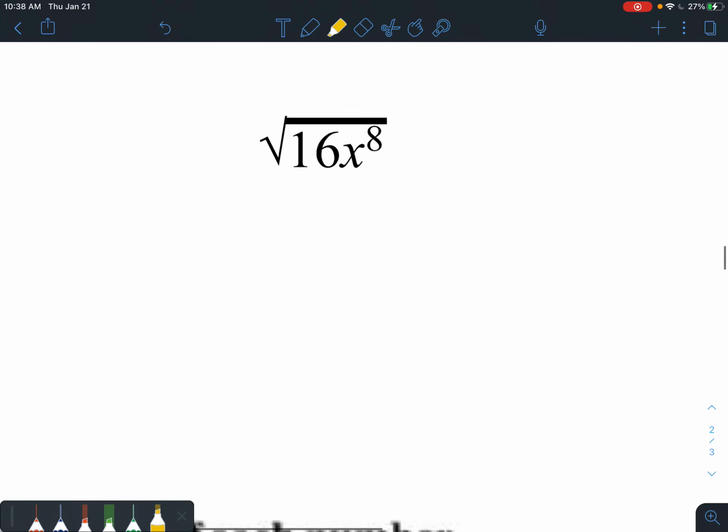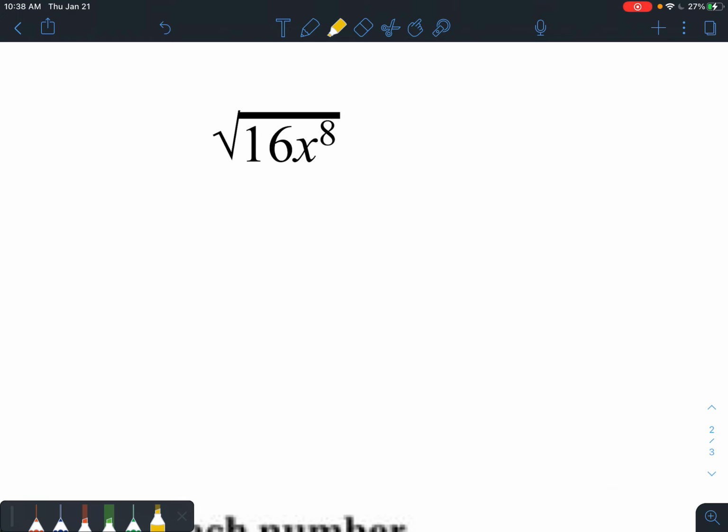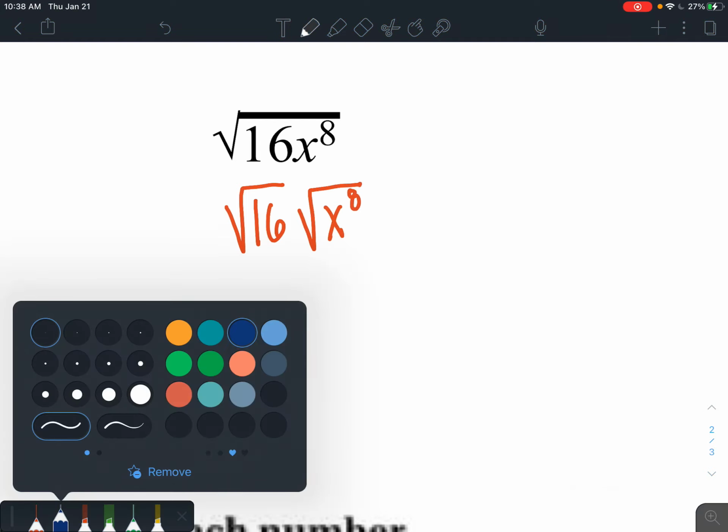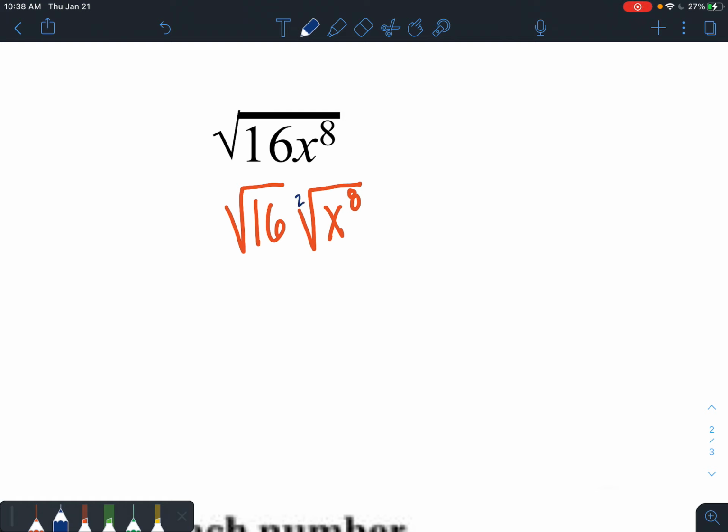All right, next up. Square root of 16 x to the 8th. So I'm going to split this into two things: square root of 16 times the square root of x to the 8th. Now there is an invisible 2 out here. So I'm going to do 8 divided by 2, dividing the exponent by the index. So 8 divided by 2 is 4. So that's going to go outside. So I get x to the 4th for that one there, and then the square root of 16 is 4. So 4x to the 4th is my final answer.